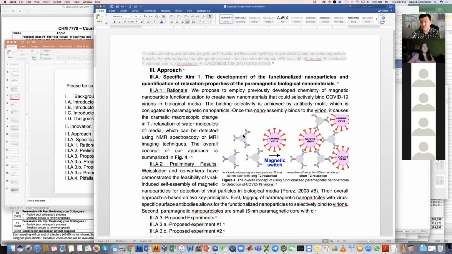And again, if I want to go deeper, I could provide additional details here and add arrows to be able to say that, you know, this is my antibody and so on and so forth. Nevertheless, we continue. The binding selectivity is achieved by antibody motif, which is conjugated to paramagnetic nanoparticle. Once this nanoassembly binds to the virion, or virions, I should rather say, it causes dramatic microscopic change in T2 relaxation of water molecules of bulk media, which can be detected using NMR spectroscopy or MRI imaging techniques. And then I say the overall concept of our approach is summarized in figure 4.